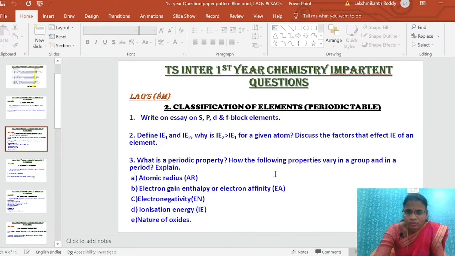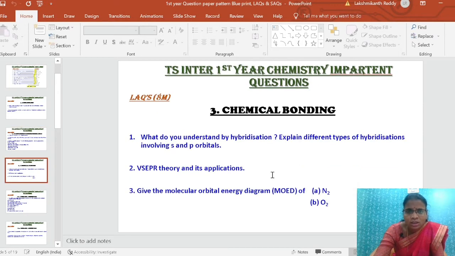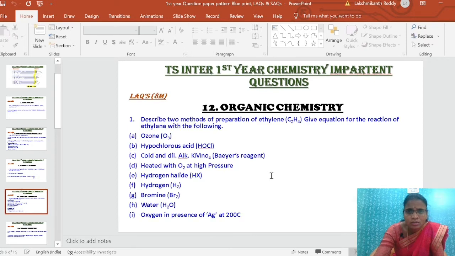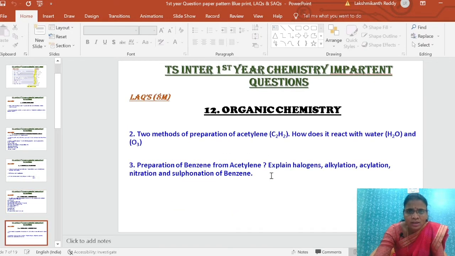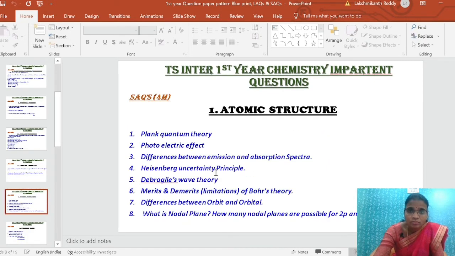From these four chapters, we will expect four long answers. Of those four long answers, we need to write only two. Okay, next, let's go for short answers. From atomic structure, we will expect the following questions.